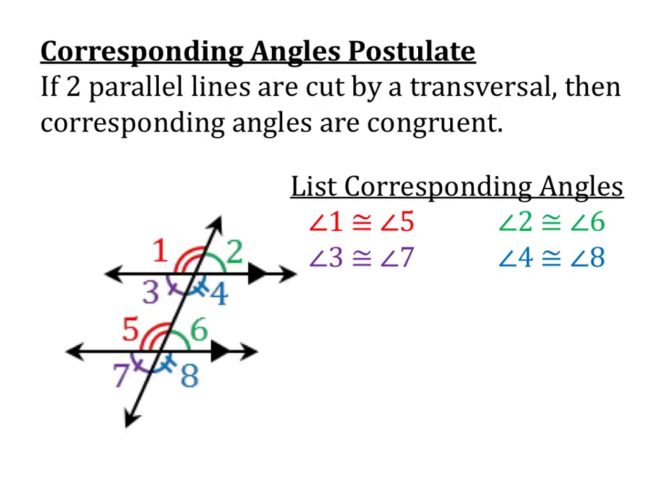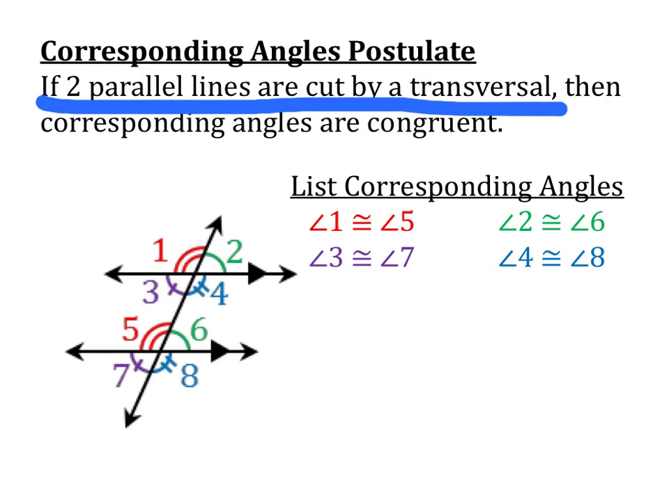When we introduce parallel lines to the angle relationships we've just discussed, we get 4 very useful postulates. Each of these postulates will begin in the exact same way. If 2 parallel lines are cut by a transversal, then. In this case, if 2 parallel lines are cut by a transversal, then the corresponding angles are congruent to each other.